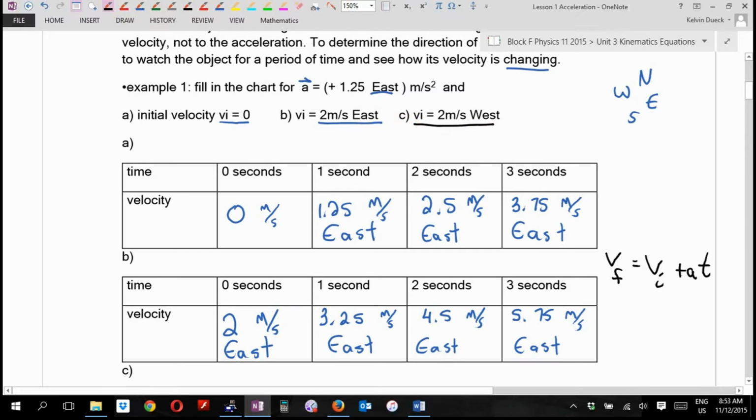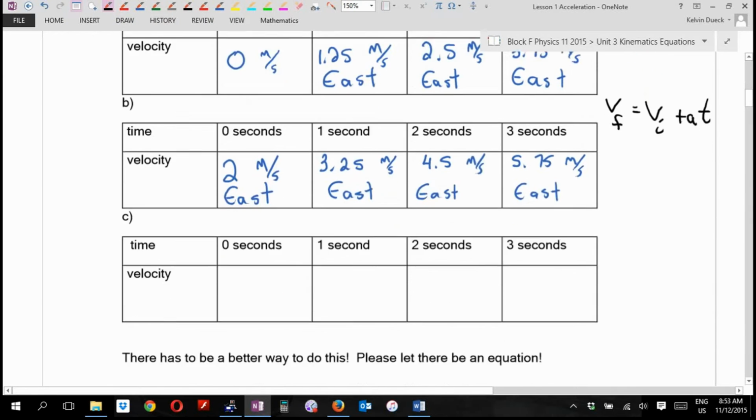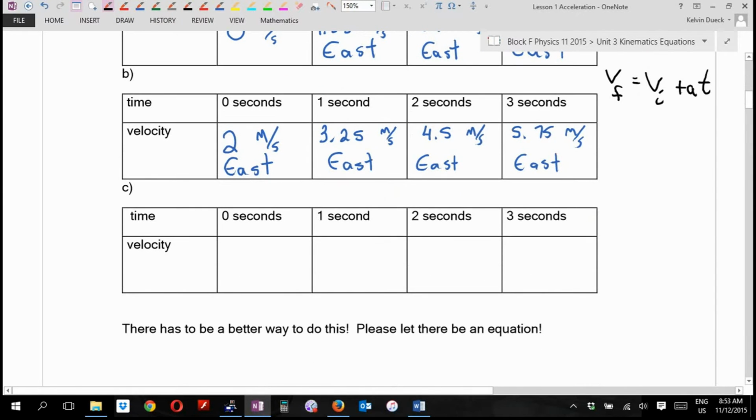So now we have 2 meters per second west. How could I write 2 meters per second west? What would be a shorter way to write that? Negative. Ooh, I like that. So my initial velocity, I'm going to say, is negative 2 meters per second east. No, Mr. Dewick, it says west. Isn't negative east west? Okay. What's our acceleration? Positive 1.25.